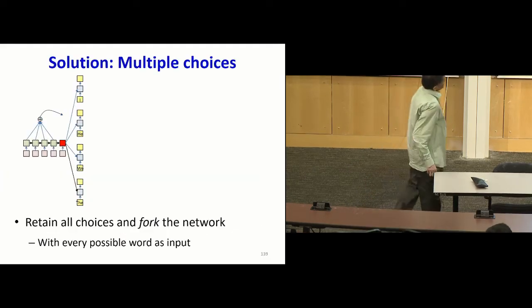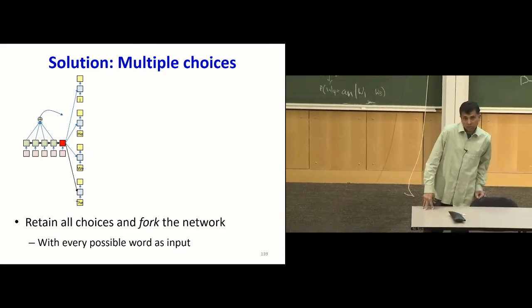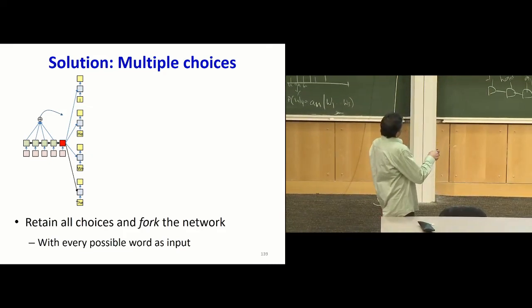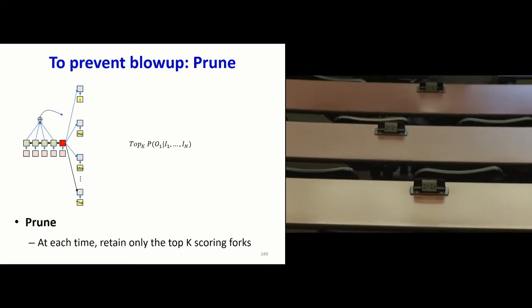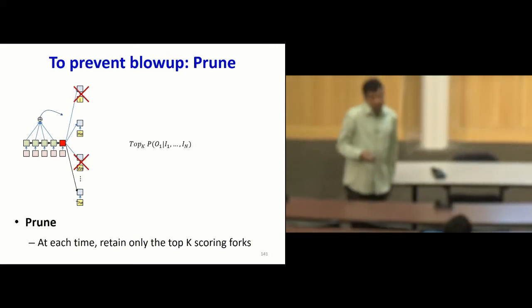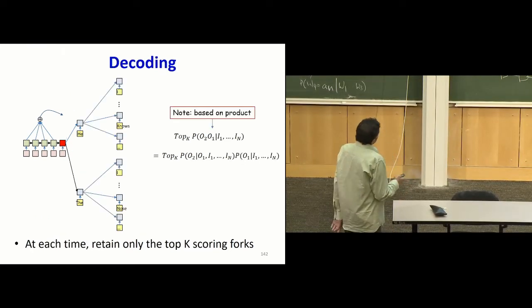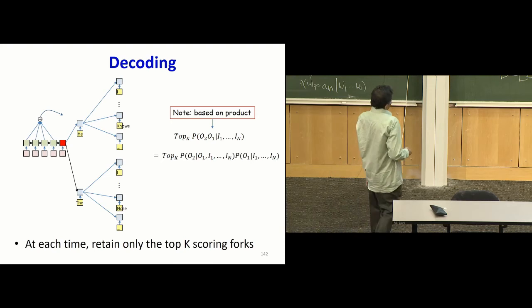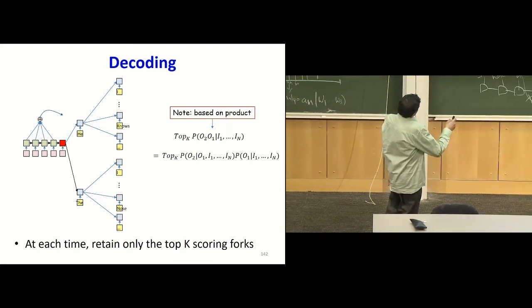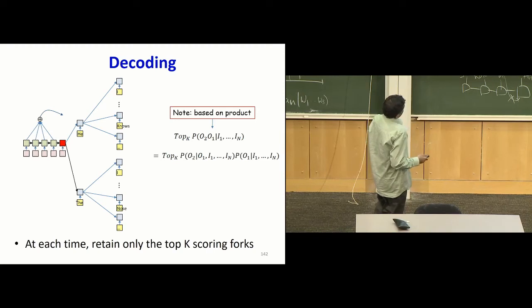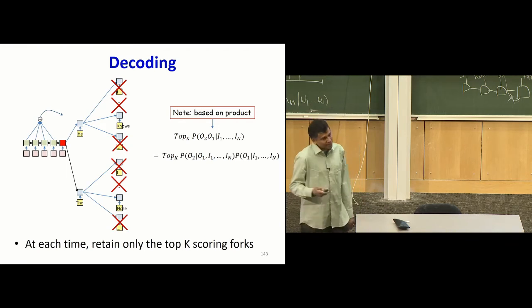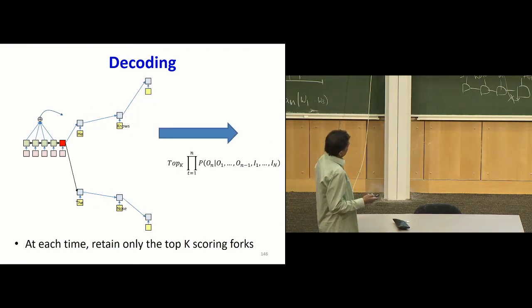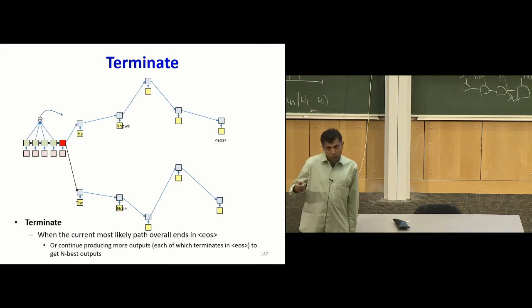So what we will do instead is to go back and do what we did earlier. We're going to use beam search. At the first time, we're going to retain all choices, and we're going to fork the network with every possible word as input. And then based on the probabilities of the words, you're going to retain some subset. Then that subset is going to be forked out again. And now based on the probabilities of the sequence of words until the leaves, you're going to retain some subset depending on the beam width, and that subset is going to be forked out, and so on. And you will continue until you produce an end of sequence symbol.